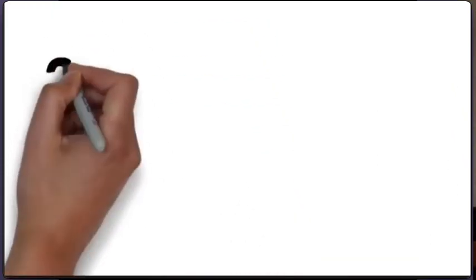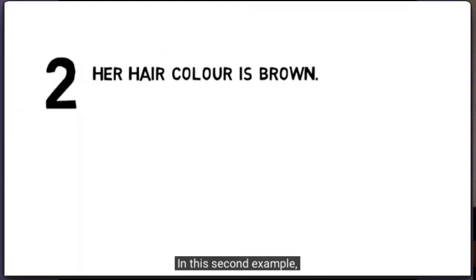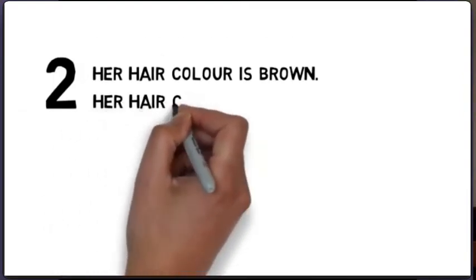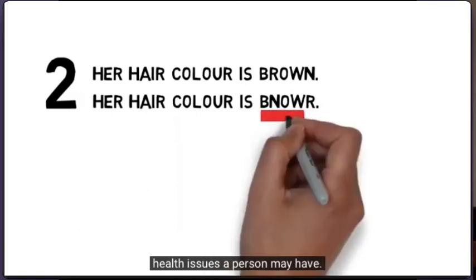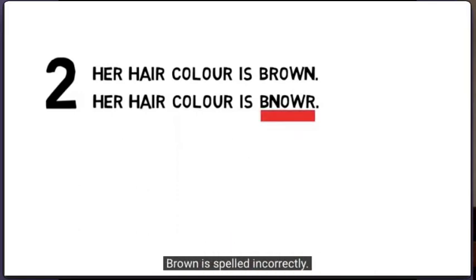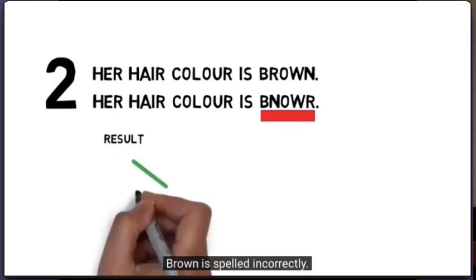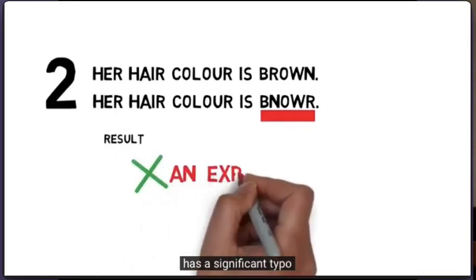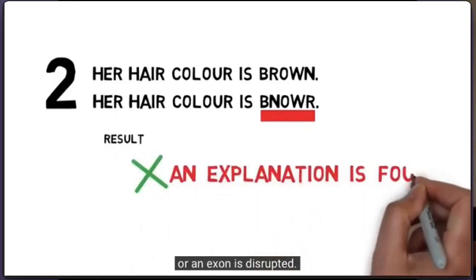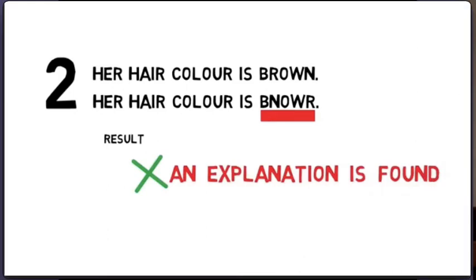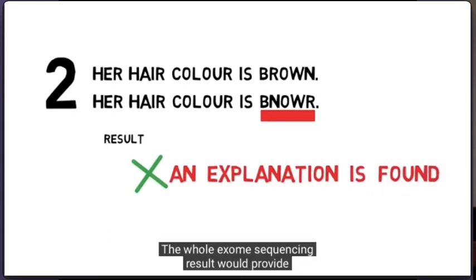In this second example, sometimes a disruption in a gene provides an explanation for the specific health issues a person may have. Brown is spelled incorrectly. Therefore, the second sentence has a significant typo, or an exon is disrupted. The whole exome sequencing result would provide an explanation for the person's specific health problems, or a disease-causing change was identified.